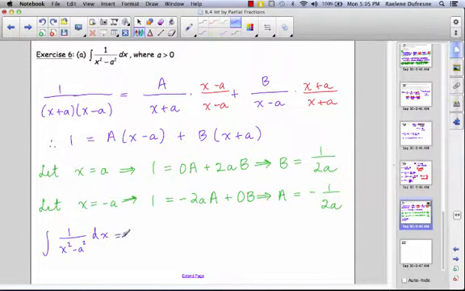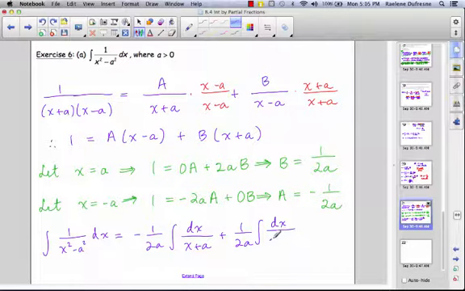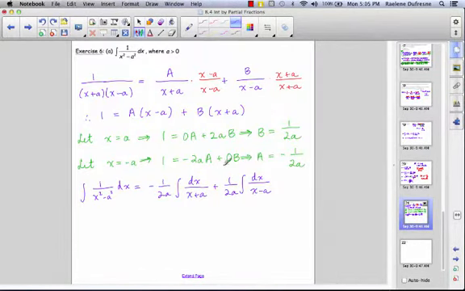can be expressed as negative 1 over 2a times the integral of 1 over x plus a, and then plus 1 over 2a, as the constant can come out front, times the integral of dx over x minus a. Now you can do a substitution on each of these denominators, but because the coefficients are 1, it will not make a change of scale from dx to the new du or dt.